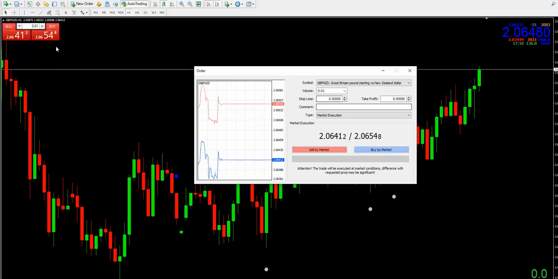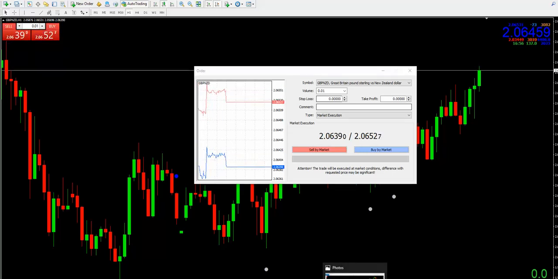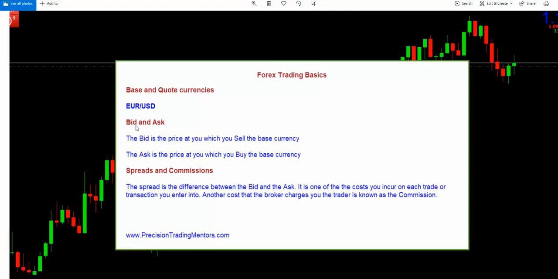Now, I did say this price on the right is known as the ask, and the one on the left is the bid. Same thing here. Going back to our text information here, what is the bid and what is the ask?